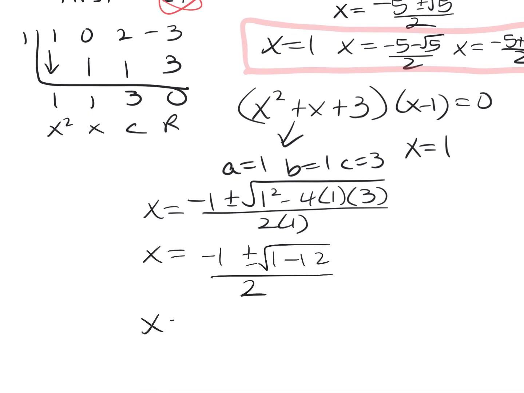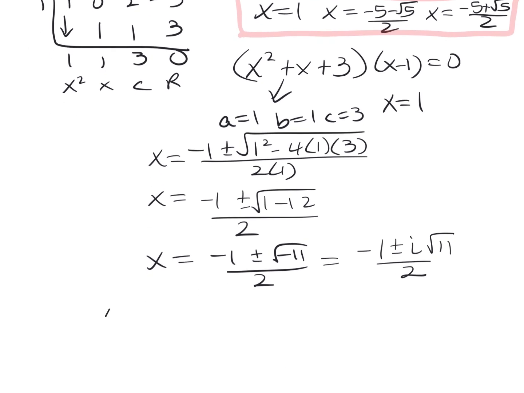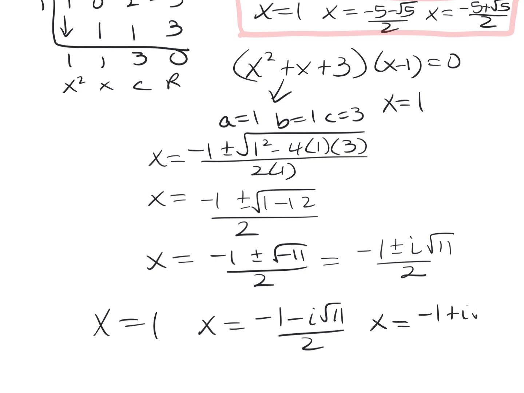Simplify that. I get -11 under the radical. So my zeros are going to be -1 plus or minus i radical 11 over 2. So my 3 zeros are x equals 1, x equals -1 plus or minus i radical 11 over 2, and you would list these as zeros even though they're imaginary.